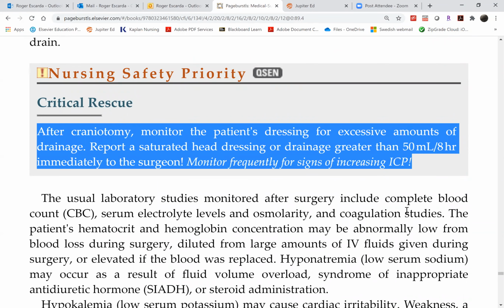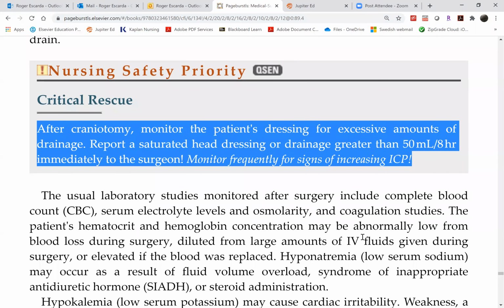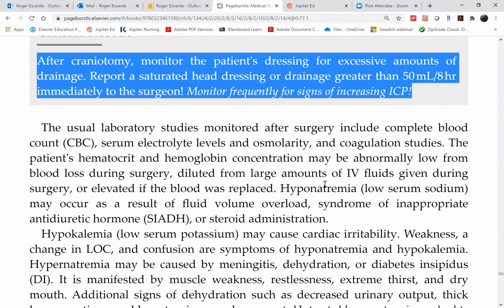Okay, what is the implication if the head dressing is saturated or the drainage in the Hemovac or the JP is greater than 50 ml per hour? I mean, for over 8 hours. Does that mean ICP is still increasing? Okay, because that could cause potential increased ICP again.